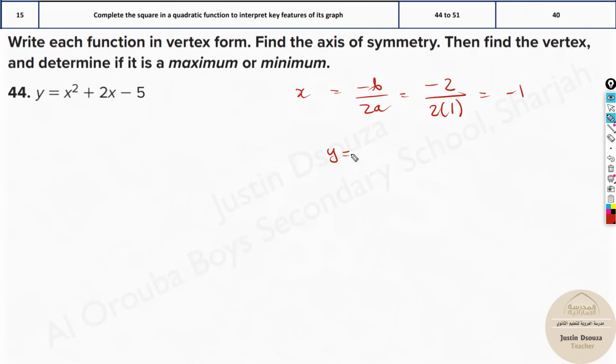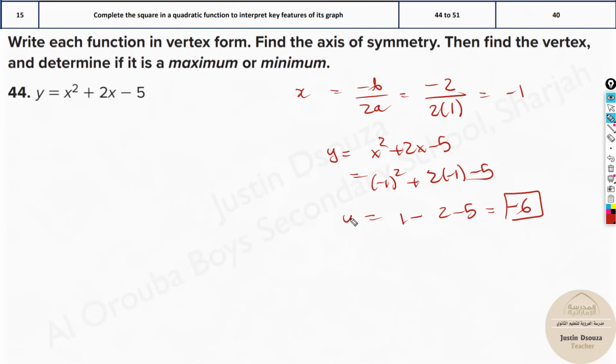So now y is equal to the given equation x squared plus 2x minus 5, isn't it? If you substitute the vertex x value, minus 1 squared plus 2 times minus 1 minus 5, it will be minus 2 minus 5, that will be minus 7 plus 1 is minus 6 here. That is the vertex y value. So h and k is equal to minus 1 and minus 6.